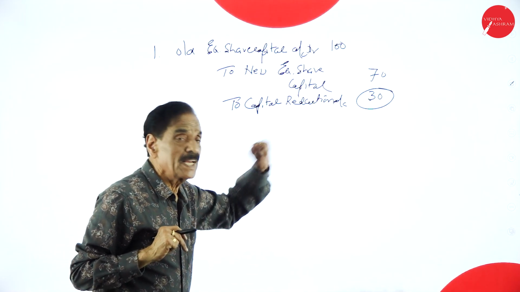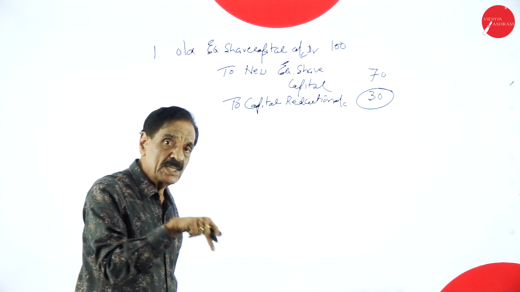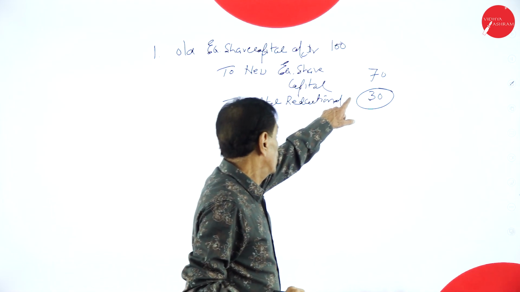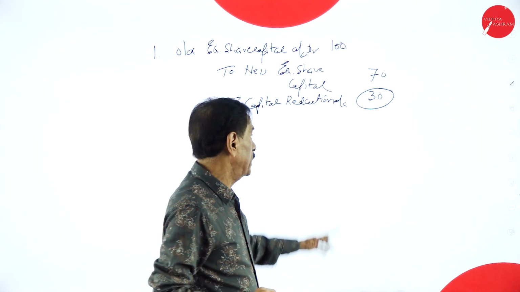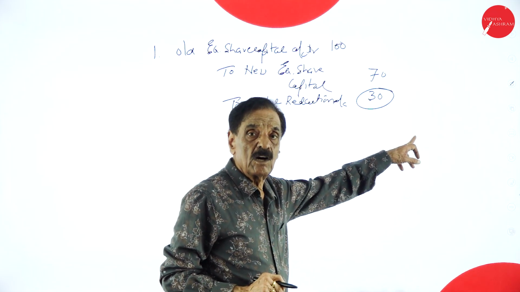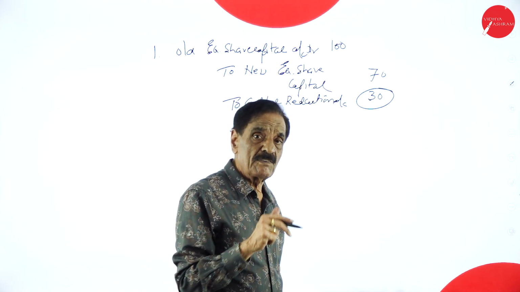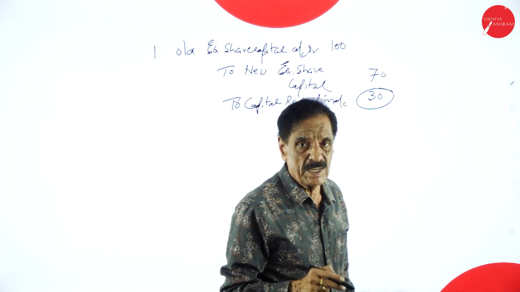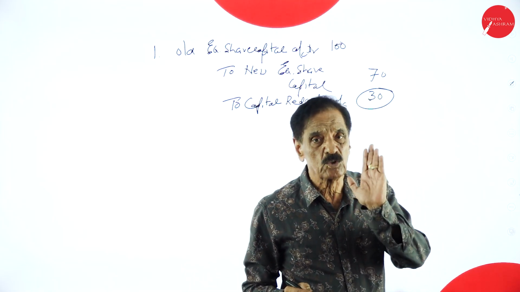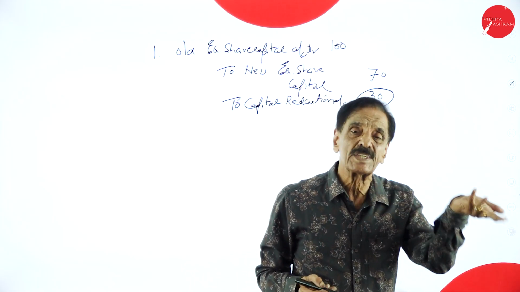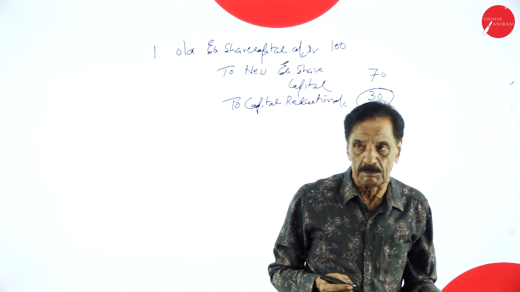How much can you utilize? 30 rupees. Old equity share capital account debit to new equity share capital 70 rupees, to capital reduction, how much can you utilize? 30. This goes in favor of equity. And a preference shareholder says, I have paid 100 rupees, but assume I will pay only 80. You can utilize another 20 rupees.